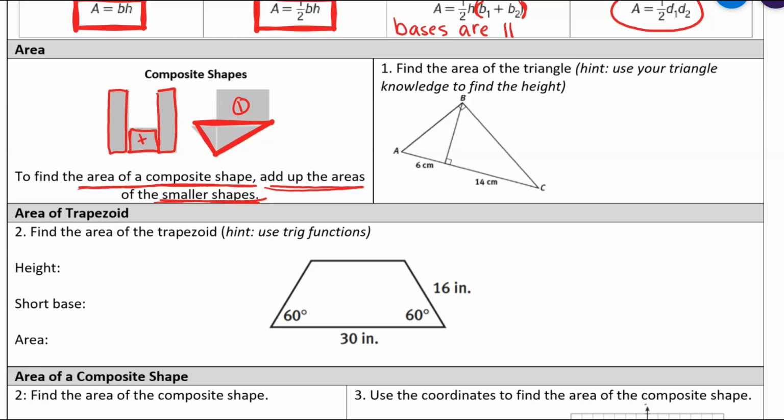So now let's go ahead and look at number 1. It says find the area of the triangle, and I give you a hint. Use triangle knowledge to find the height. So previously, you would have just been given everything. But in this picture, you are given two little things. You're given that this is 6 and this is 14.